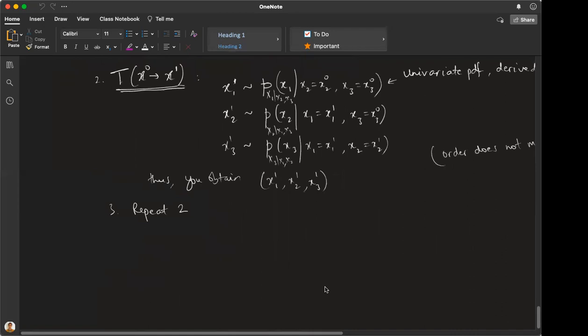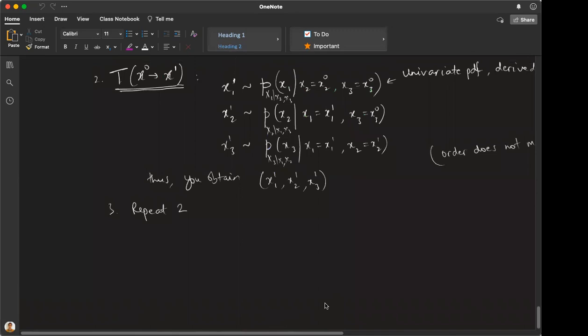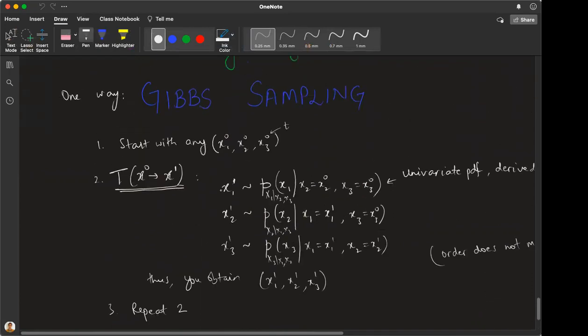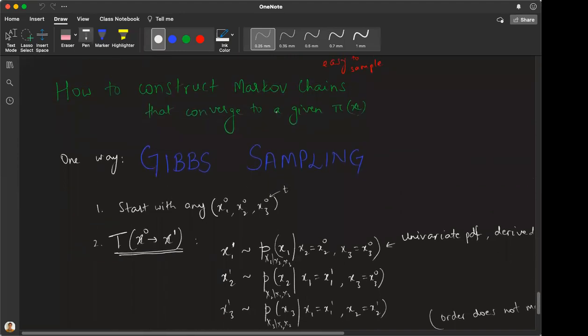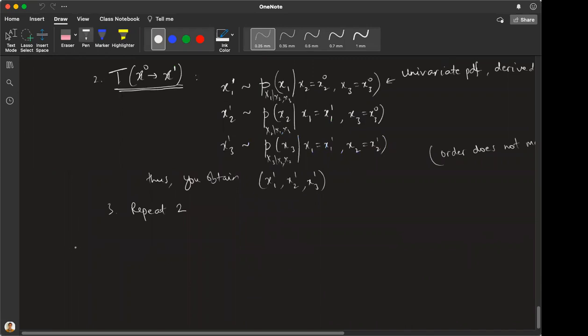Did we not prove that it converges to the distribution? Okay, we didn't prove it, so let's start with the proof. How can you say that if I sample with this algorithm, it will converge to the given pi(x)? That is the question.